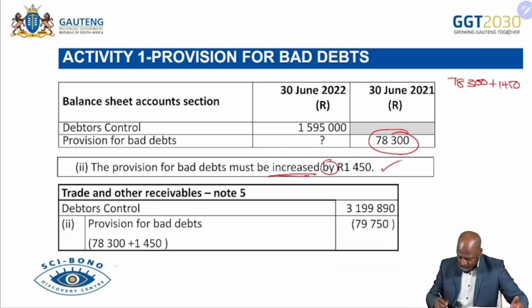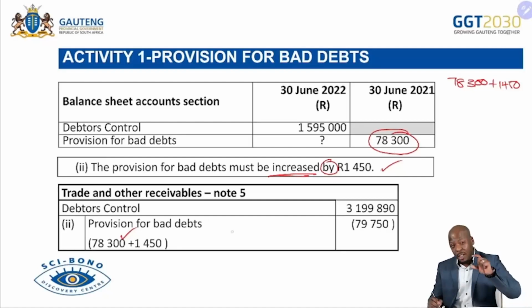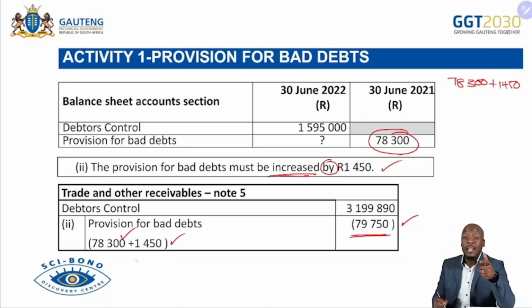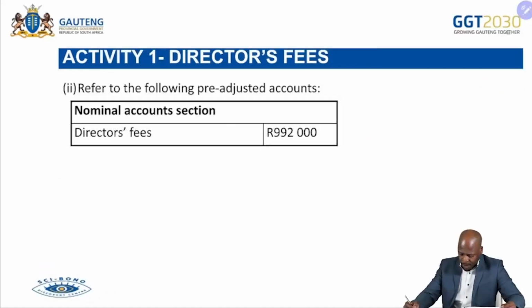So once you add that one, remember, we are adjusting it now in the statement of financial position. When you come here it is now under your trade and other receivables. So you're going to take your 78.3, which is the previous year. Now we are adjusting on that by increasing it by 1,450. And then you end up with your 79,750. Remember, it's an increase, hence we're adding it. If it was a decrease, we're going to come and subtract it. All right, if it was a decrease. Let us continue now and see the next adjustment.